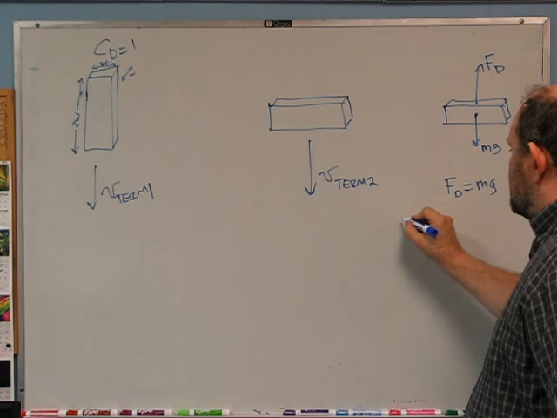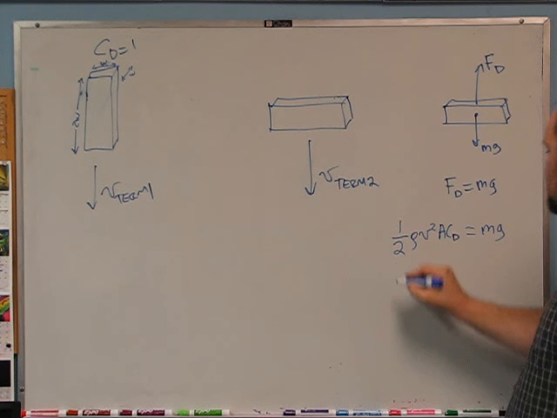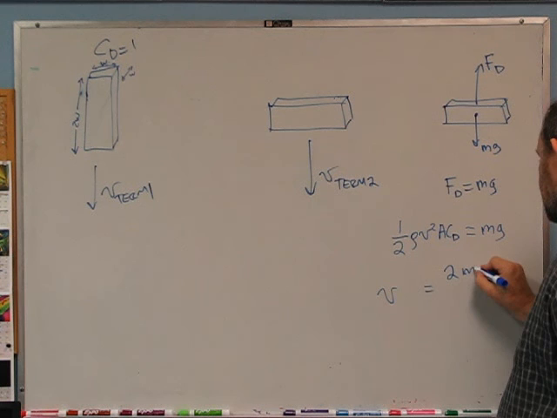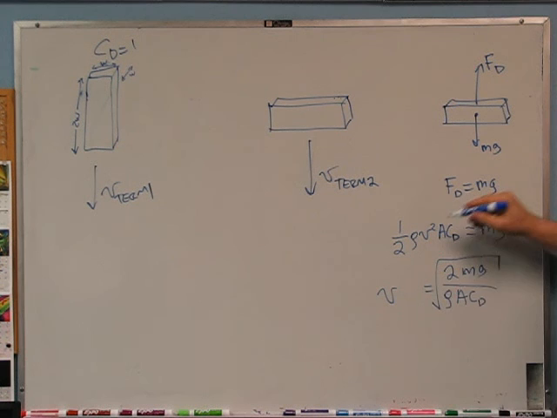And remember, drag is 1/2 rho v squared A C_D. I probably didn't have them in that order before, but those are all the factors that are there. Has to equal mg. So the terminal velocity, well, multiply both sides by 2. Divide both sides by rho. Divide both sides by A. Divide both sides by C_D. And that would have been v squared. So I'm going to take the square root of both sides. All right, that's what the terminal velocity is.